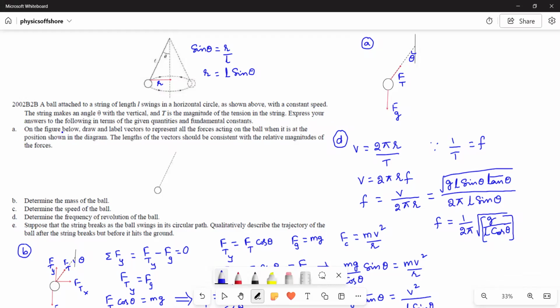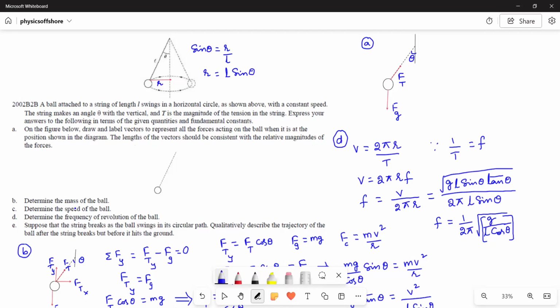A. On the figure below, draw and label vectors to represent all the forces acting on the ball when it is at the position shown in the diagram. The lengths of the vectors should be consistent with the relative magnitudes of the forces.